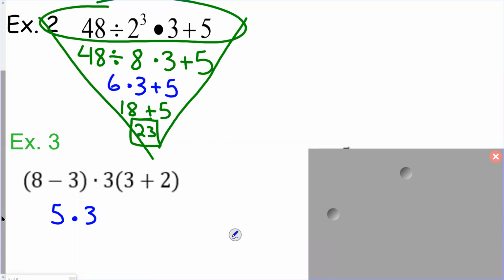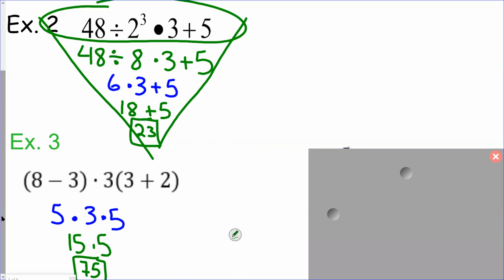Well, this is where things kind of are cool. Because these parentheses are separate, we can do them also kind of at the same time. 3 plus 2 is 5. So we basically have 5 times 3 times 5. There are no exponents. Let's do multiplication division next. Multiplication, 5 times 3 is 15. Rewrite what we haven't used. 15 times 5 is going to give us 75.